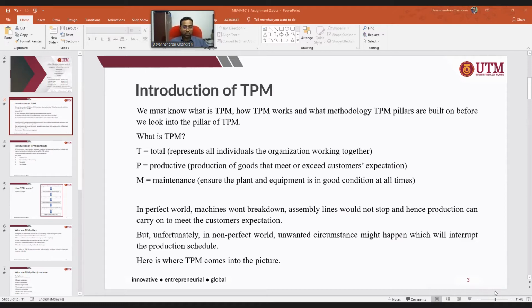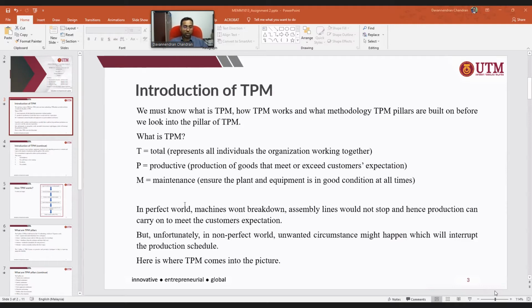The T for total represents all individuals in the organization working together. The P for productive refers to production of goods that meet or exceed customers' expectations. The M for maintenance refers to ensuring that the plant and equipment is in good condition at all times.